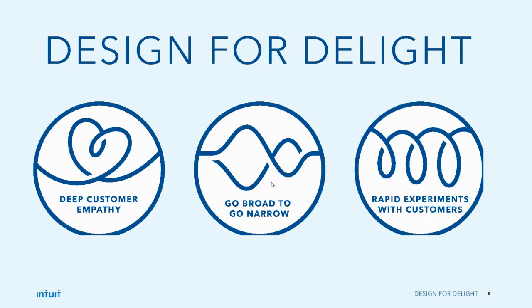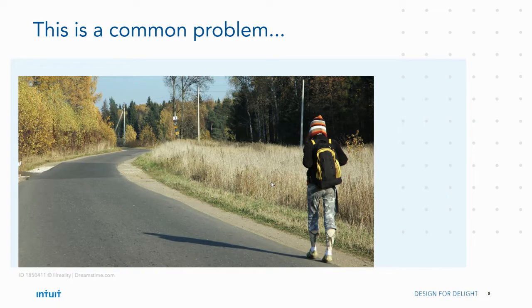A little bit more about design for delight in these three stages. We have a lot of issues in life. And if you look at this image, you're seeing somebody walking. They've got a backpack, they're not really necessarily wearing sporty shoes or clothes. They're probably not out for exercise. They're probably trying to get from point A to point B.